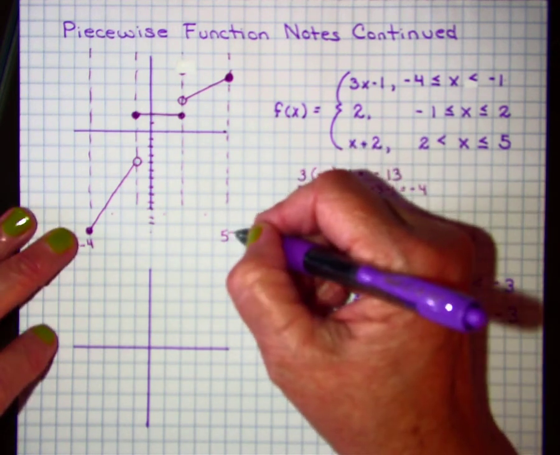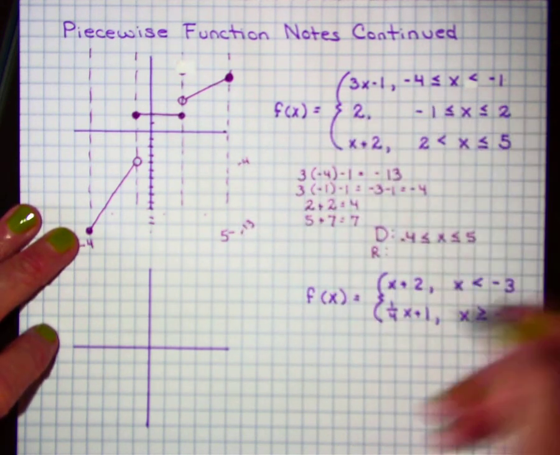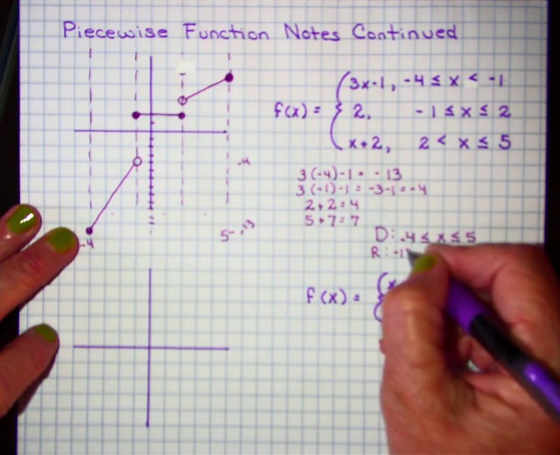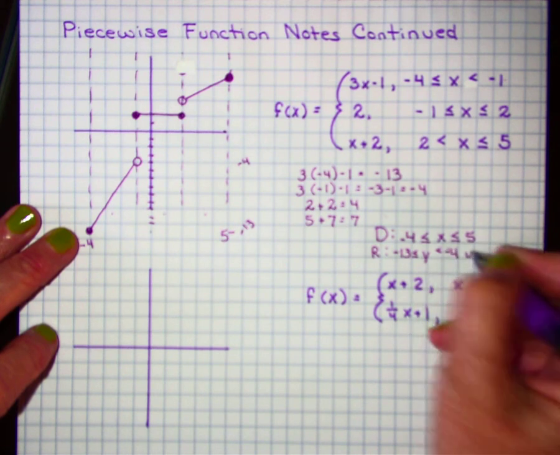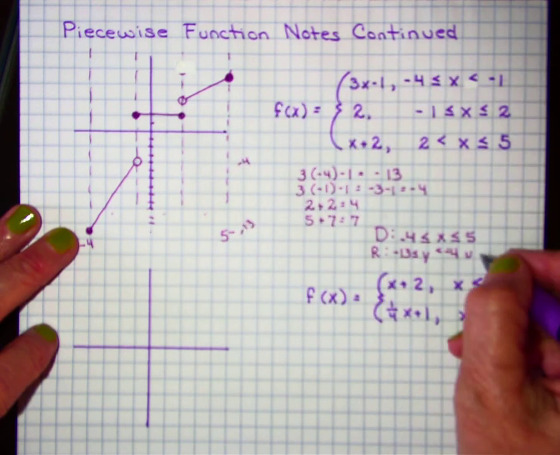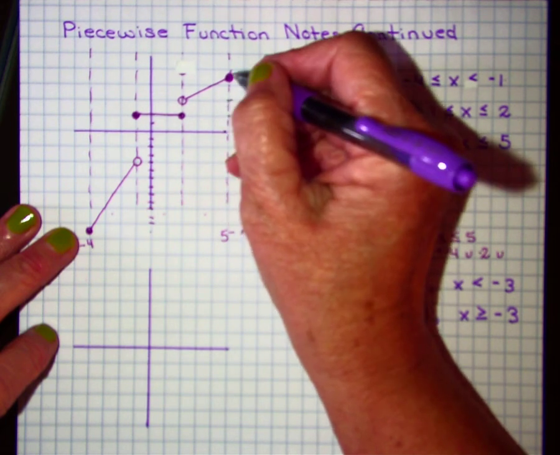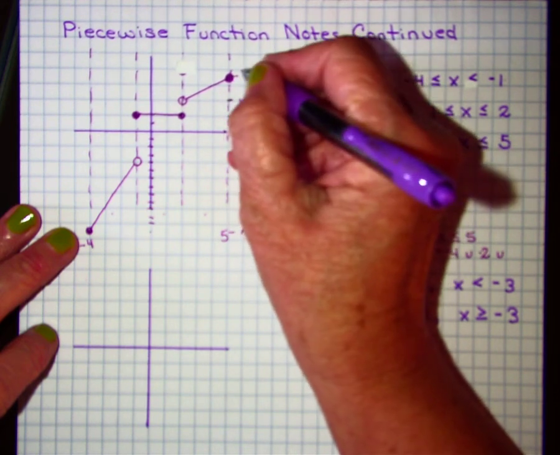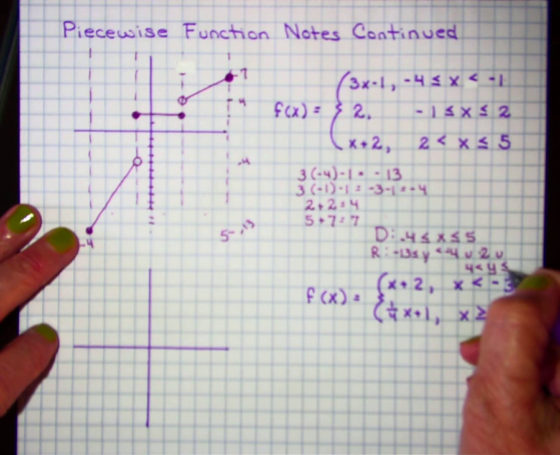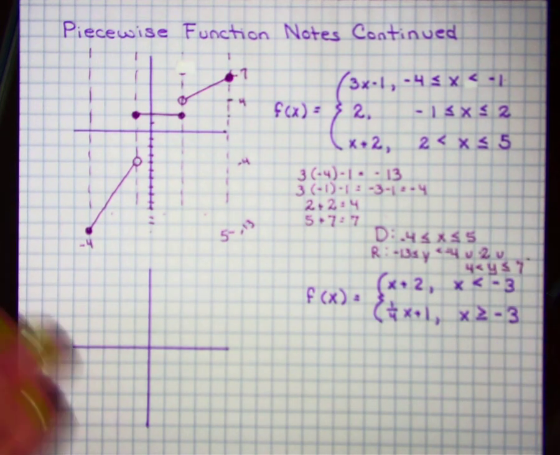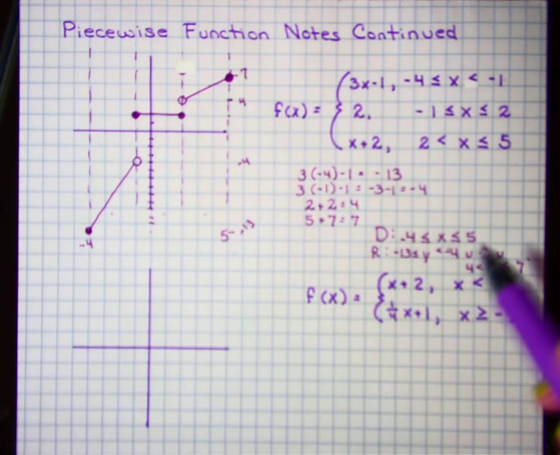My range will be several pieces. My range will go from negative 13 to negative 4. Then it will also equal 2, or it will also equal between 4 and 7. So I'll have 4 is less than y, which is less than or equal to 7. Now, I'm sorry I didn't write that in Set Builder, but I wanted you to see that while my range was 3 pieces, my domain was just 1 piece in this.